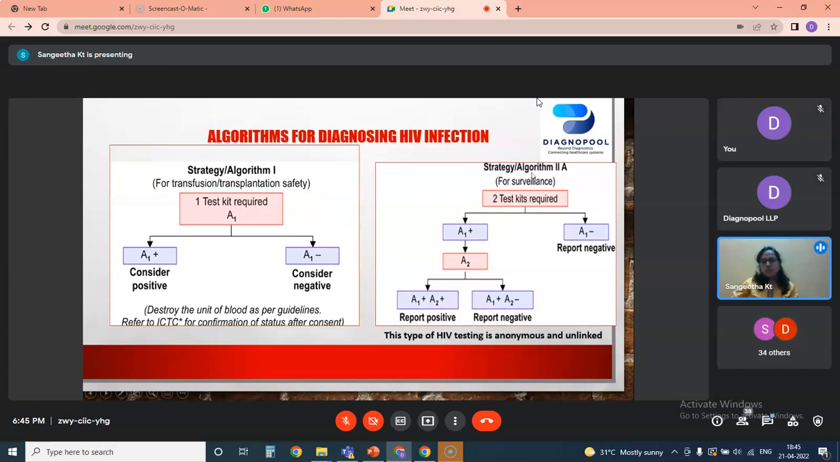Now next is strategy 2A, which is mainly used for surveillance or to find out the prevalence of HIV in a population. Here we use two test kits. If the first test is positive, we do a second test. If both tests are positive, we report it as positive. Whereas if one test is positive and the other is negative, we report it as negative. If a single test is negative, it is reported as negative. This type of testing is anonymous and is not linked to any person. We don't reveal the identity. It is just for the study of prevalence.